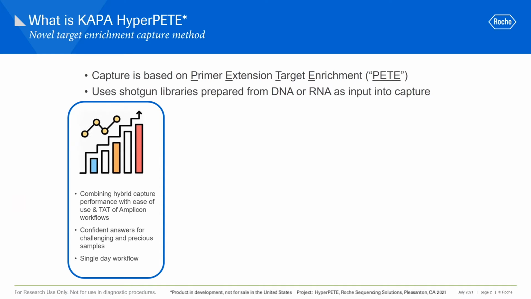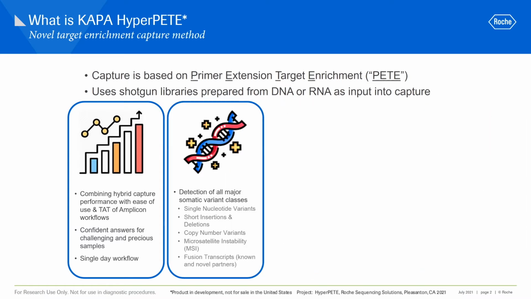It provides confident answers for challenging and precious samples, and it can be completed in a single-day workflow when you start from nucleic acid and go through to pooled and enriched libraries. It detects all major somatic variant classes. This includes single nucleotide variants, short insertions and deletions, copy number variants, microsatellite instability or MSI, and fusion transcripts, both known and novel partners from RNA sample input.